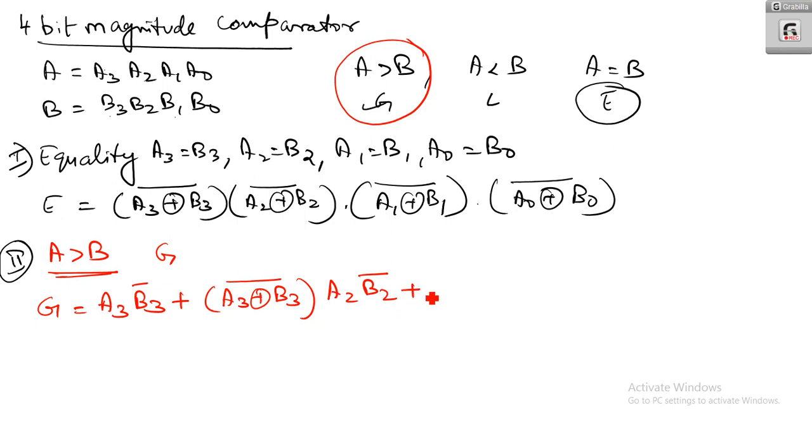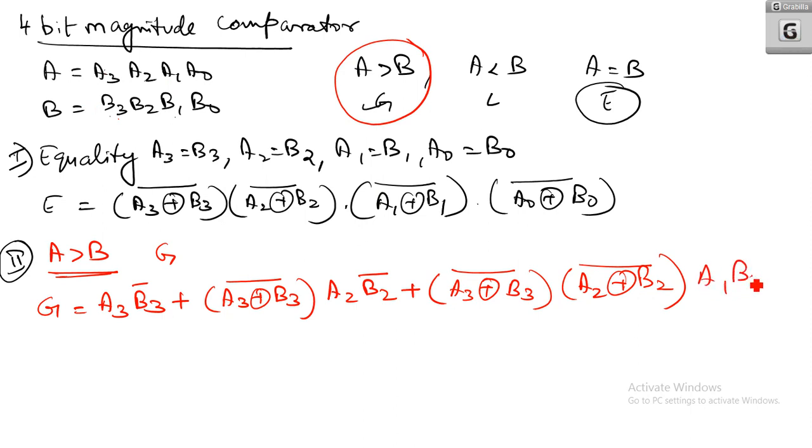Coming to the third case, if A3 is equal to B3 and A2 is equal to B2, that means A3 XNOR B3 and A2 XNOR B2, obviously A1 should be 1 and B1 should be 0. So you should get A1 B1 bar. Now coming to the last case, if A3 is equal to B3, A2 is equal to B2, A1 is equal to B1, obviously A0 should be equal to 1 and B0 should be equal to 0 to get the condition of A greater than B.